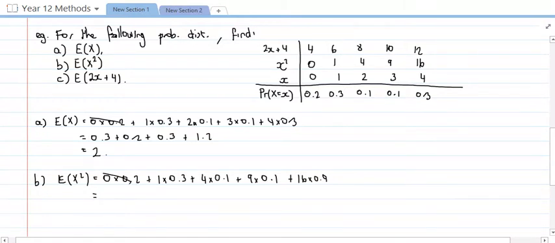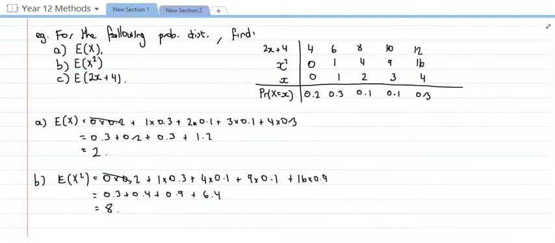So again, that first term there disappears. We're left with 1 times 0.3, which is just 0.3. And 0.4 and 0.9 and 16 times 0.4 is going to be 6.4. So adding those together, what have we got? 7.3, 7.7, so we've got 8. Gee, these have worked out nicely so far. It's kind of nice when you just make up some numbers and have it all work out like that.